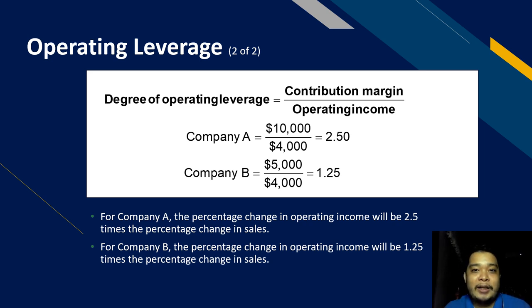So therefore, konti lang kailangan niyang i-hurdle para kumita siya. The drawback is mas maliit din yung kanyang multiplier. It's only 1.25 times. Okay. So that's one application of the contribution margin analysis. No? We're able to describe whether a company has more fixed cost in its cost structure or more variable cost.